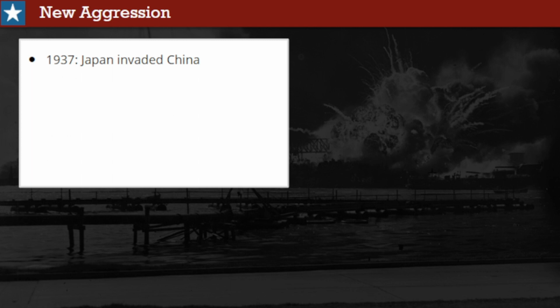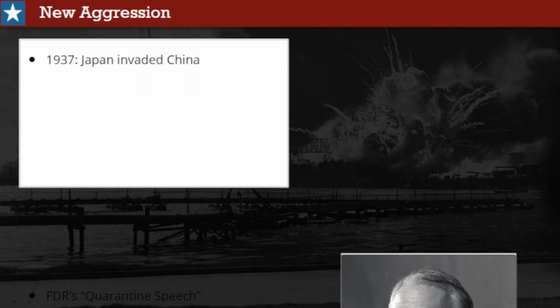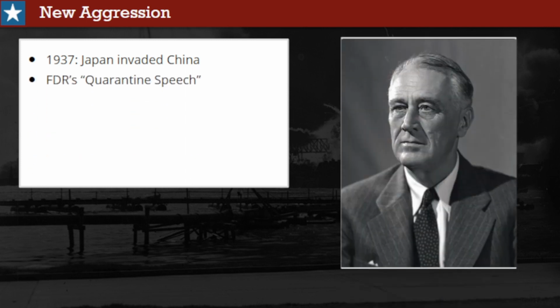The developments around the world gravely concerned President Roosevelt. He spoke directly to isolationist Americans in October of that year in what has become known as the Quarantine Speech. FDR spoke of war as a contagion and warned Americans that the epidemic of world lawlessness was spreading in a way that would eventually infect everyone.